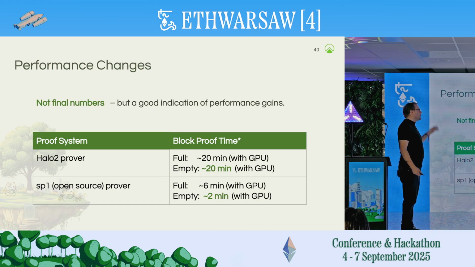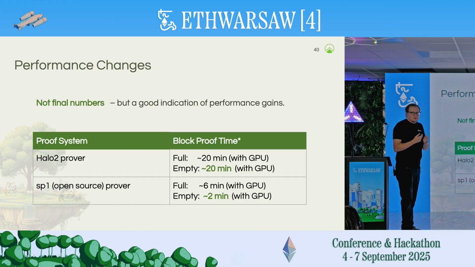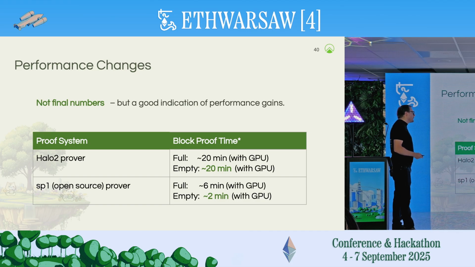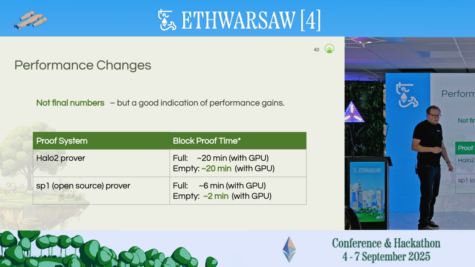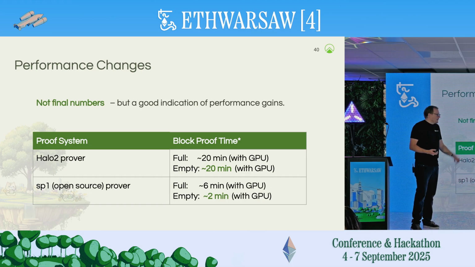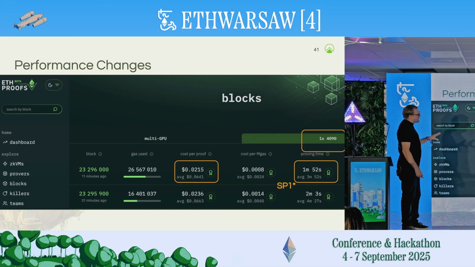And you had to fill this big table and prove everything. On SP1, because you actually only prove the execution of the cycles you use, you can be a lot more efficient. And on an empty block, you can get down to 2 minutes. For us, a full one might still take 6 minutes. On the next slide, you'll see that actually real blocks take only about 2 minutes.